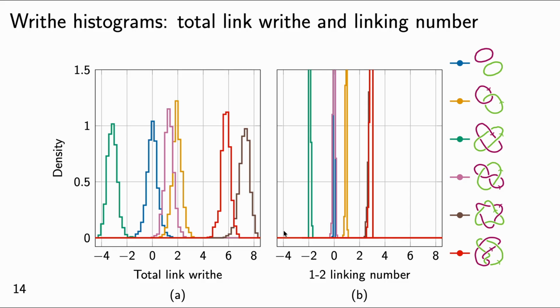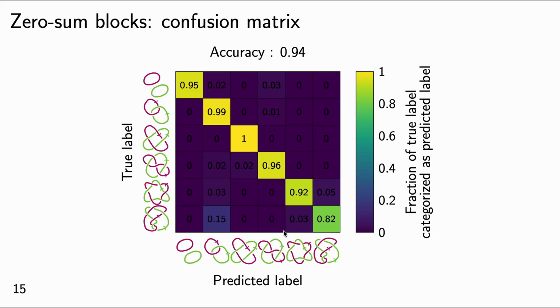Now, if we test what the network can learn by subtracting off these global features, instead of training on the whole network, from now on we're just going to train on the network minus the global features. So subtract off the sum of each of the 4 blocks from the blocks so that we don't have these features to learn. And when you do train the network on these, what comes out is a new confusion matrix, and the accuracy is still very, very high. So it's less than 97%, but 94% is still quite good. And so indeed there is something going on here just beyond the total link Writhe and the 1-2 linking number.